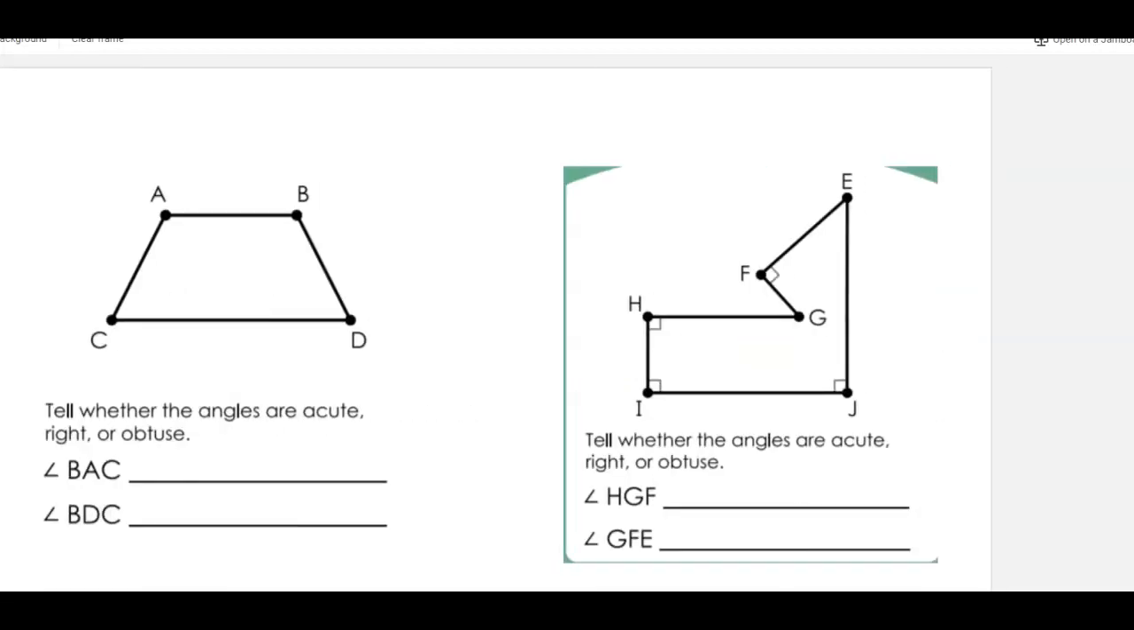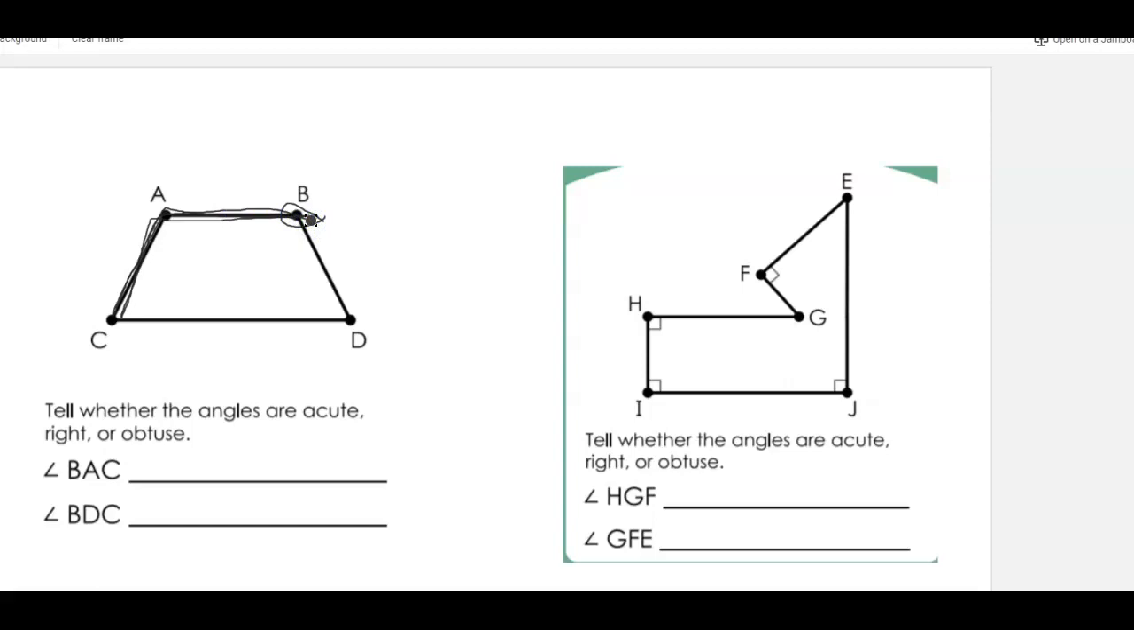All right, now we're going to tell whether the angles are acute, right, or obtuse. So here we got angle BAC. We have to pay attention when we name these angles. We have angle BAC. So that means we're going to start at B, go B to A to C, right? This angle right here. Is this acute, right, or obtuse?